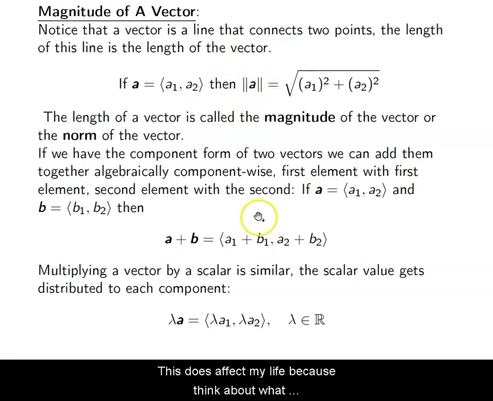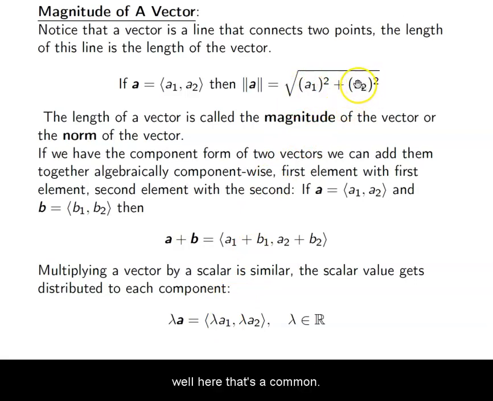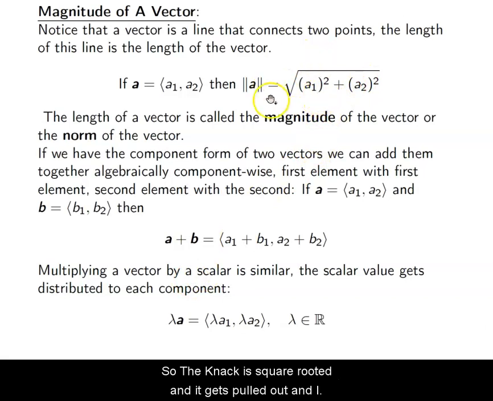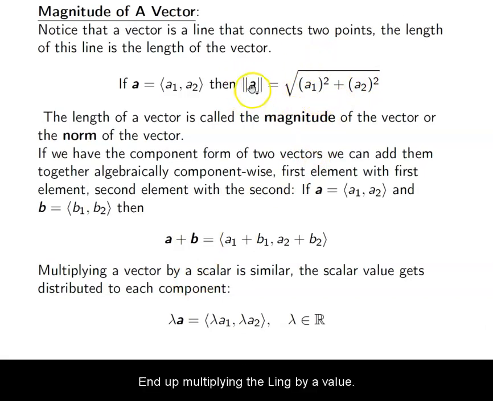This does affect my length, because think about what happens in here. If I have lambda a1 squared, when I do this, I square lambda as well, and I square lambda as well here. That's a common factor of lambda squared. So then that gets square rooted and pulled out, and I end up multiplying the length by a value of lambda. I'm sure that will be left as a discussion or homework problem later on, or an exam problem at some point. So it's very important to be able to recognize that.